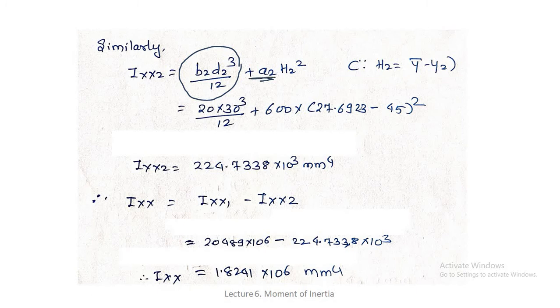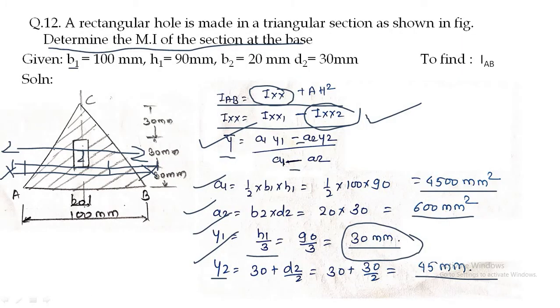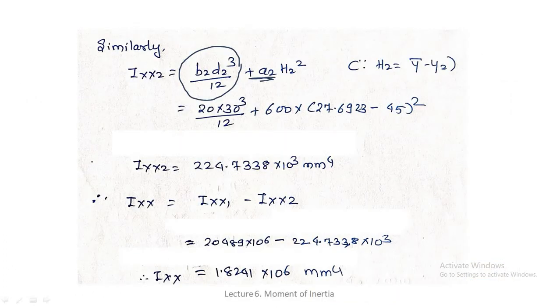What is A2? A2 is the area of the rectangle. What is H2? H2 is the distance between the two horizontal axes, or the two parallel axes. So H2 is the distance between axis 2-2 and axis xx. Again, H2 will be equal to y bar minus y2. So putting those values, we'll have 20 into 30 cube upon 12 plus 600 into (27.6923 minus 45) square.